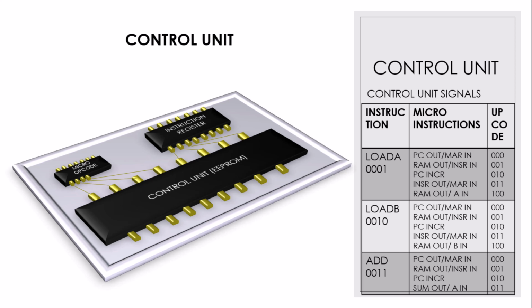Instruction register out, memory address register in, prompting the instruction register to put out its content on the bus and the memory address register to read the data on the bus. This is represented by opcode 001. RAM out, A register in, prompting the RAM to put out its content on the bus and the A register to read the data on the bus. This is represented by opcode 100. For the CPU to successfully do a load A instruction, it's going to pass through the micro instructions step by step.